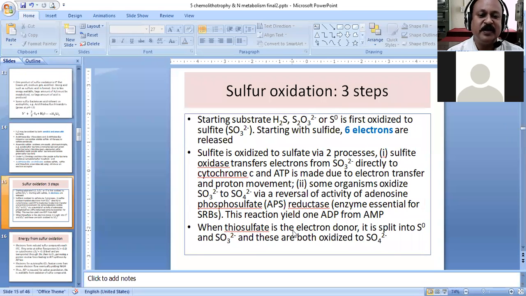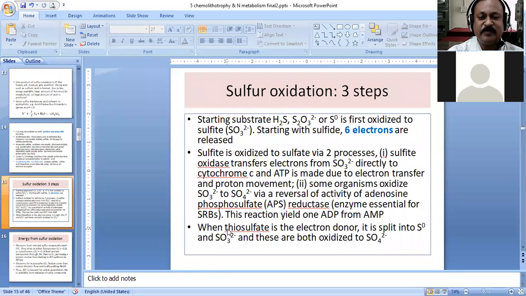In the reverse process, adenosine phosphosulfate is cleaved by the reductase enzyme, and that results in the formation of one ADP molecule and one AMP molecule. Then this sulfate is actually used up. This sulfate is generated from sulfite. So instead of sulfate being converted to adenosine phosphosulfate, sulfite is converted to sulfate by the action of adenosine phosphosulfate reductase.